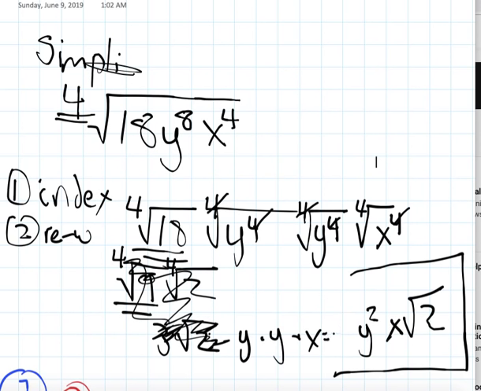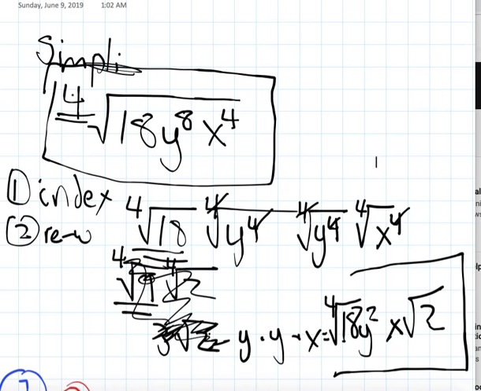So here, the answer is root 18 to the power of 4, and that's it. This root 2 disappears too. So let's do something, okay? Let's do this one again at the end to make sure we completely understood.